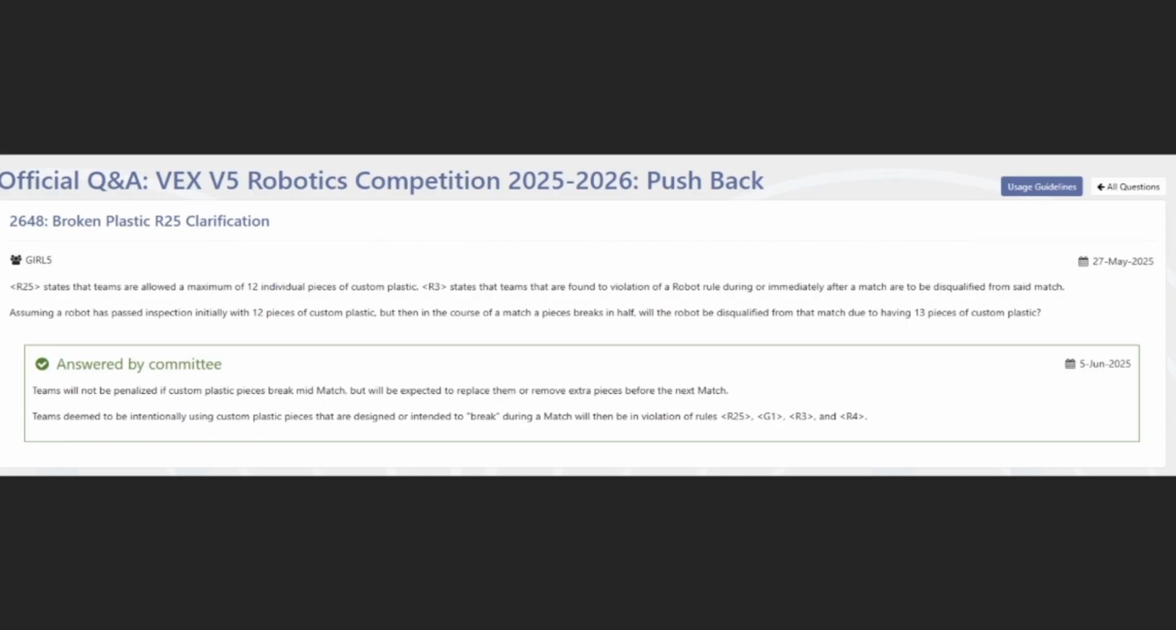I would recommend that for any piece of plastic you think has even a chance of breaking, make sure you have spares, as you will potentially have to make repairs mid-tournament if a piece of plastic breaks on you.